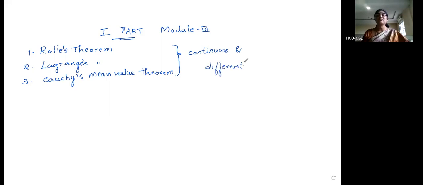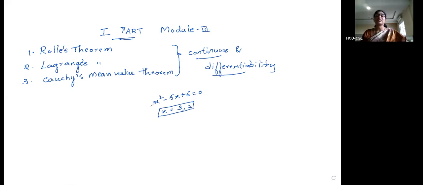What do you mean by holding a solution? Before going to these theorems, we need to understand literally what the continuity and the differentiability of the functions are. Suppose I have x square minus 5x plus 6 equal to 0, a polynomial equation. You all know that x is equal to 3, 2 are the values, that means they are the roots for the function.